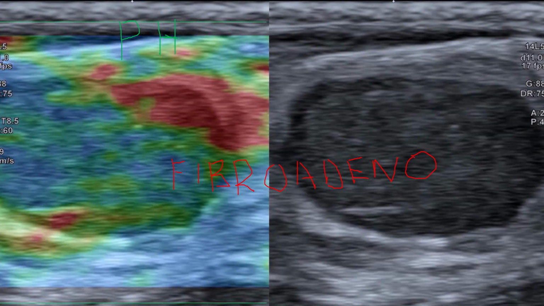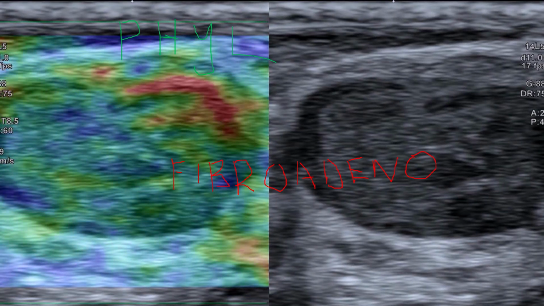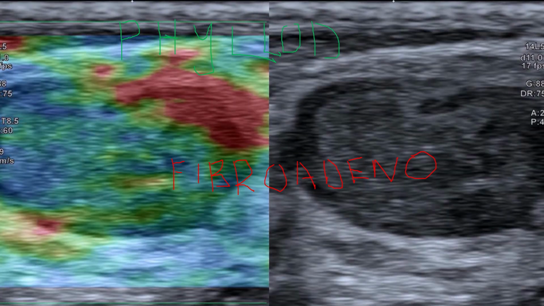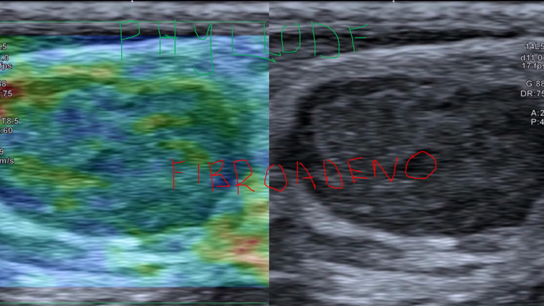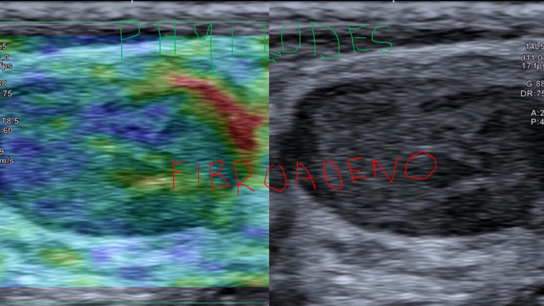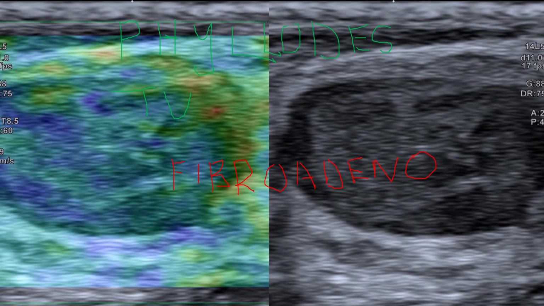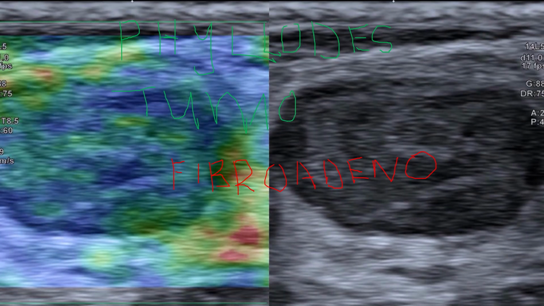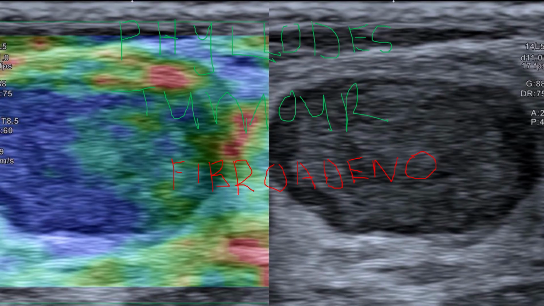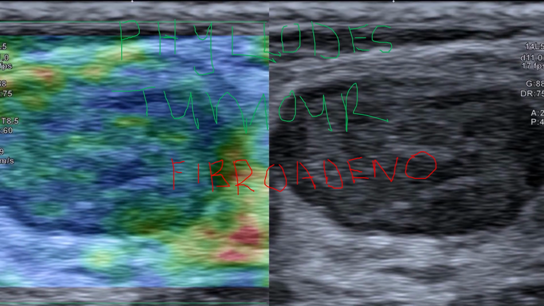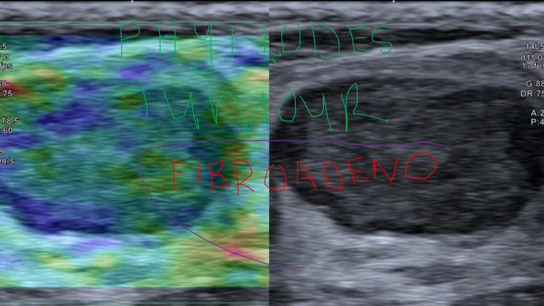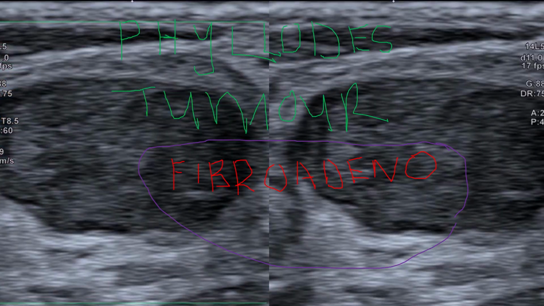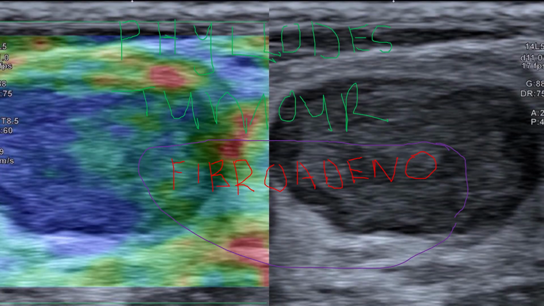That's a phyllodes tumor. It's also a differential. But the major difference between a phyllodes tumor and a fibroadenoma is that a phyllodes tumor is a rapidly growing lesion, whereas a fibroadenoma grows gradually.